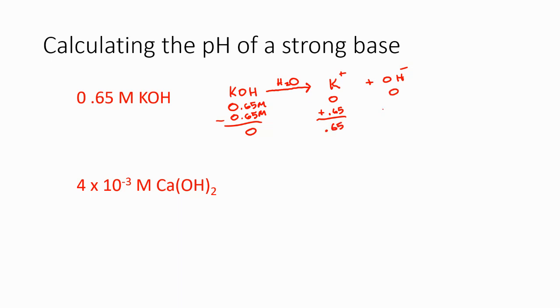Now, we know that if we want to calculate pH, we kind of need the H3O plus concentration, and we don't have that here. So what we're really suited to do in this moment is, at least initially, calculate pOH. We know that pOH is the negative log of the OH minus concentration. So if I want to calculate the pOH here, it's just going to be the negative log of 0.65 molar.